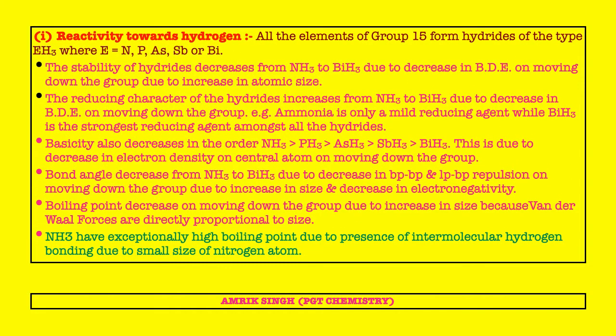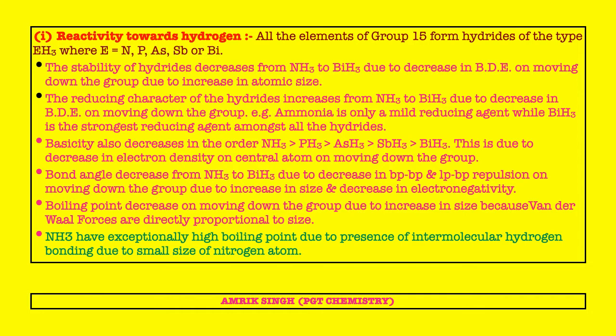First property, chemical property, reactivity toward hydrogen. All the members of group 15 form hydrides of the type EH3, where E is equal to N, P, As, Sb, Bi. Then the hydrides will be NH3, PH3, AsH3, SbH3, BiH3. Now, some properties of these hydrides and their explanation is given next.